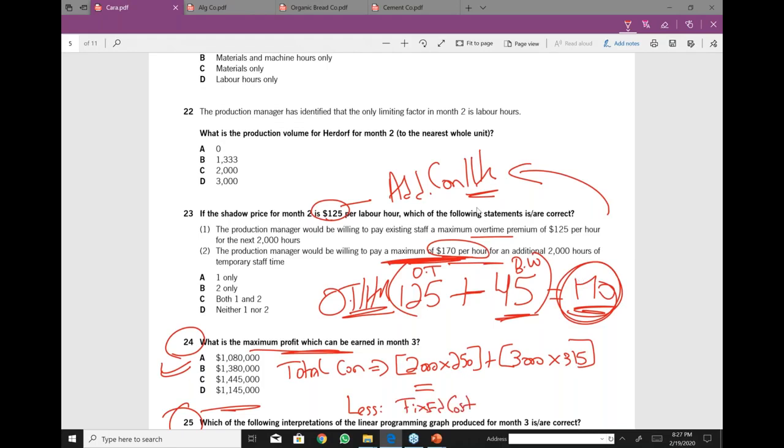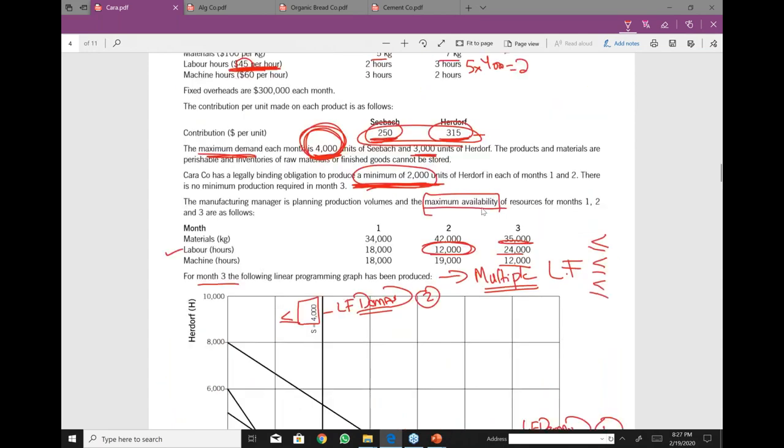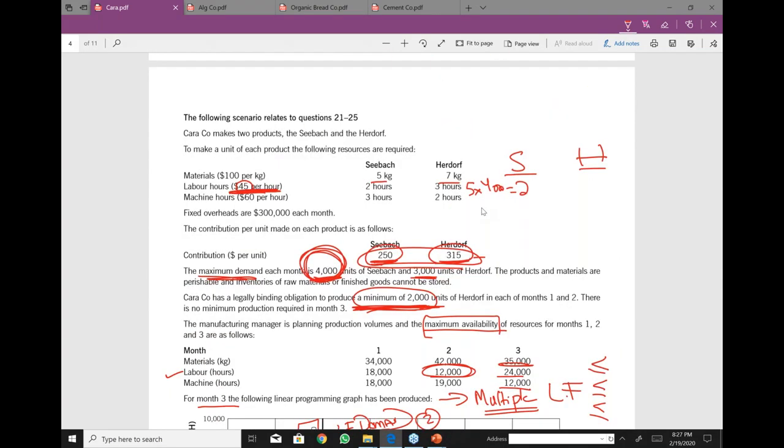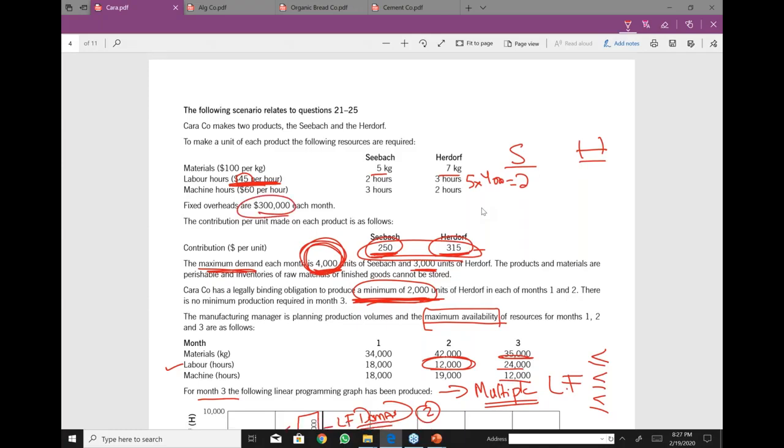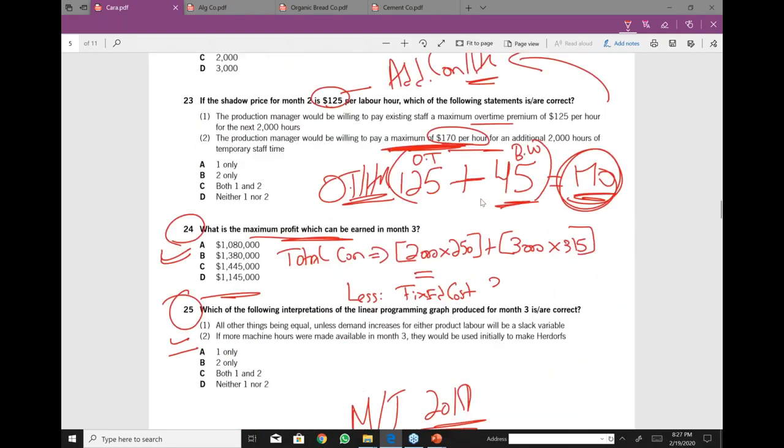So the fixed cost is given to me here. How much is the fixed cost? It's 300,000 each month. So we will deduct the fixed cost and we will get the profit.